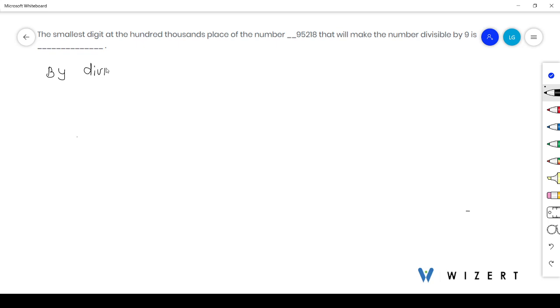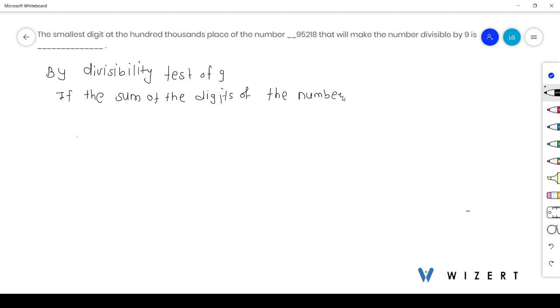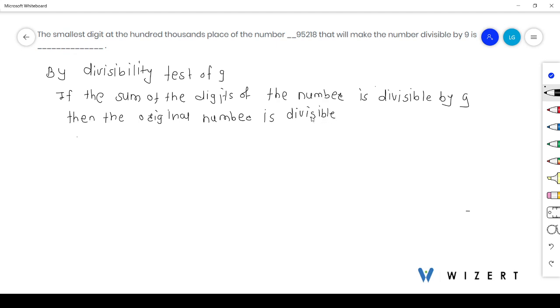By the divisibility test of 9, if the sum of the digits of the number is divisible by 9, then the original number is divisible by 9.